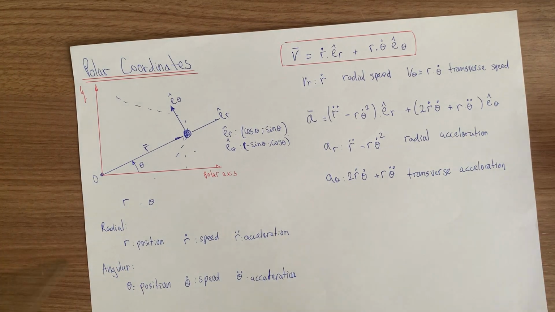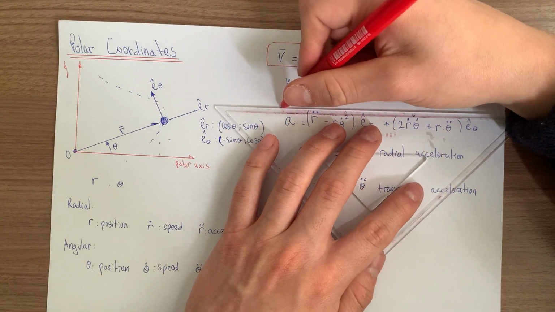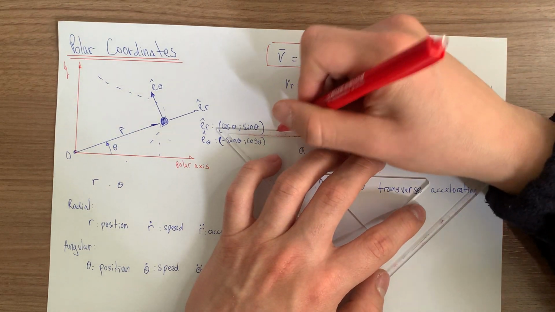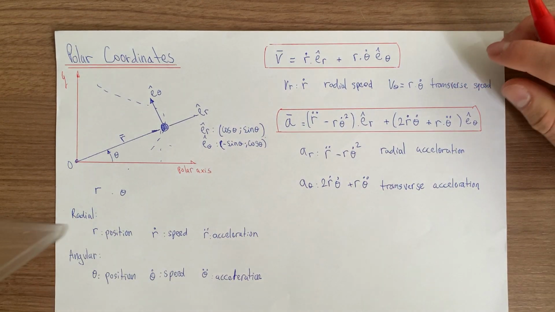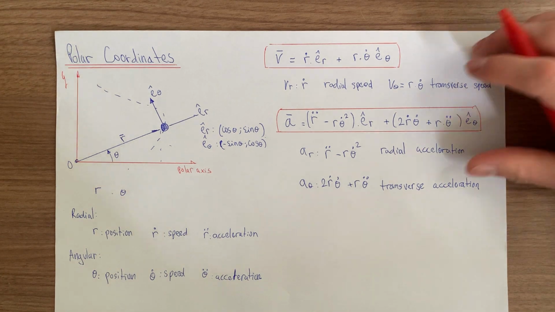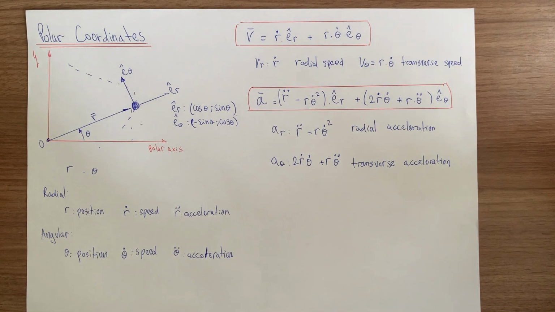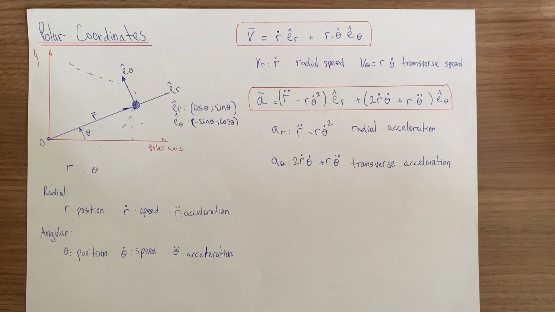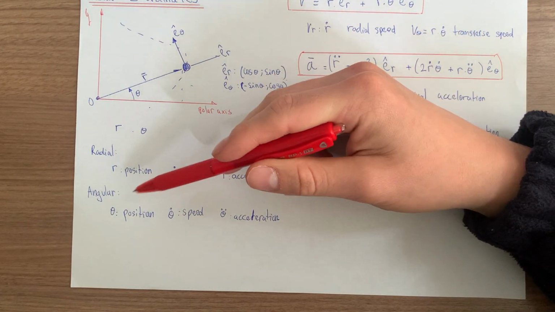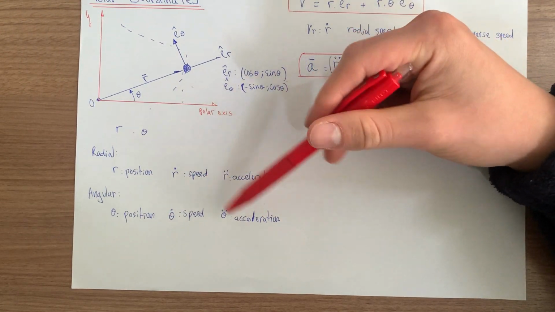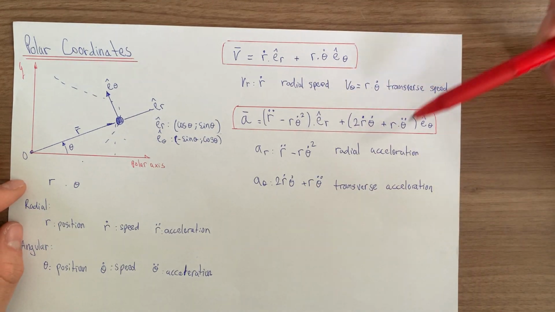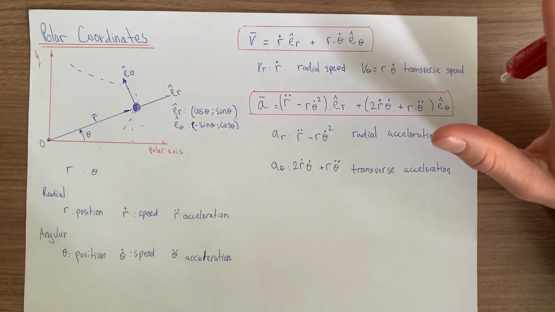Now we have powerful expressions that apply in any case when we use polar coordinates. That's why this is so useful, because everything is in a formula. We don't have to make any more effort to find the acceleration and the speed. The key thing here is to find these six. If you have all of these values, then you have the speed and the acceleration automatically. You don't have to do more than that.